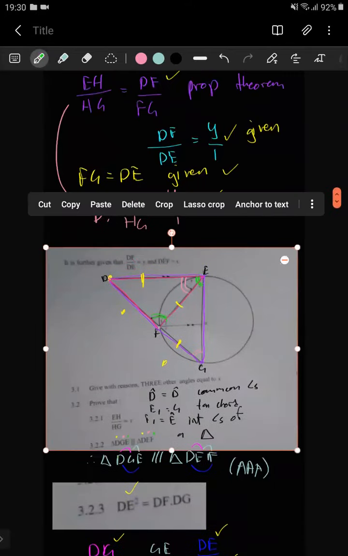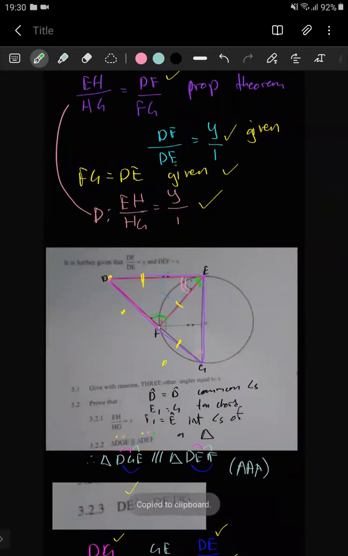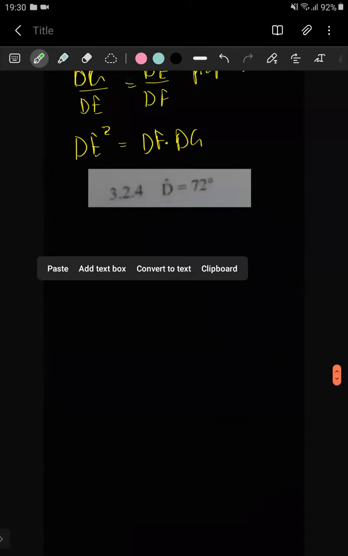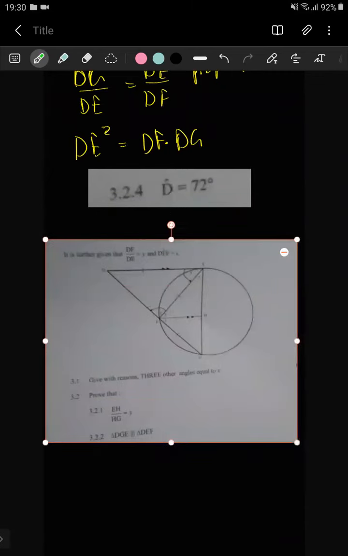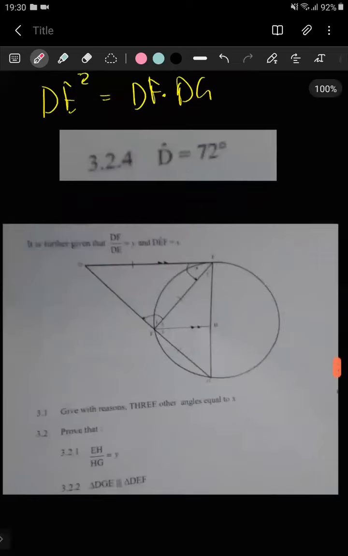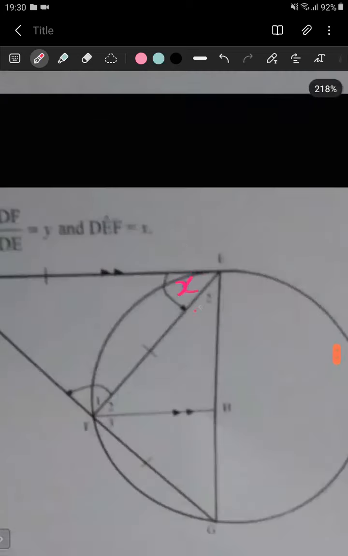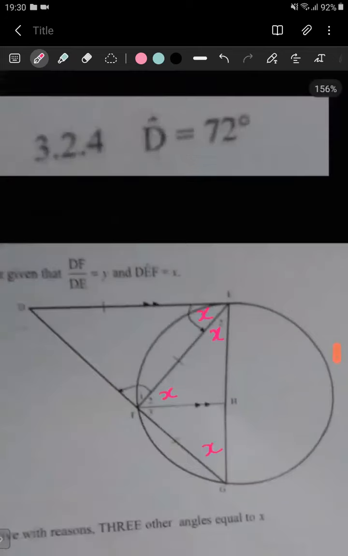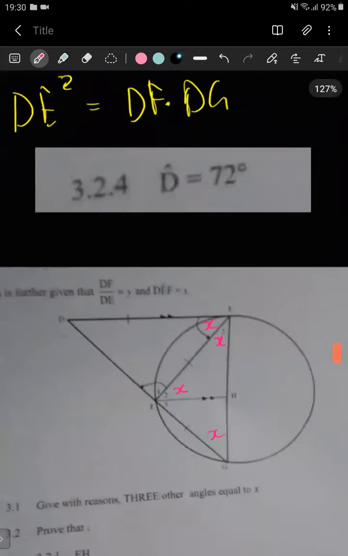But the thing with this sketch now is there's just so much information, and there are just so many angles equal to X also. From the very first question that we worked out, there are 1, 2, 3, 4 angles equal to X, you see. And let me just make sure this is clear. This is D, this is E, this is F, and this is G.